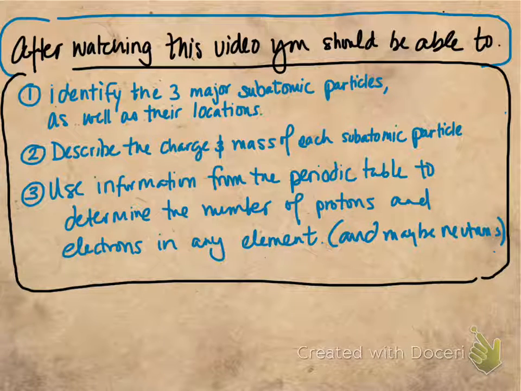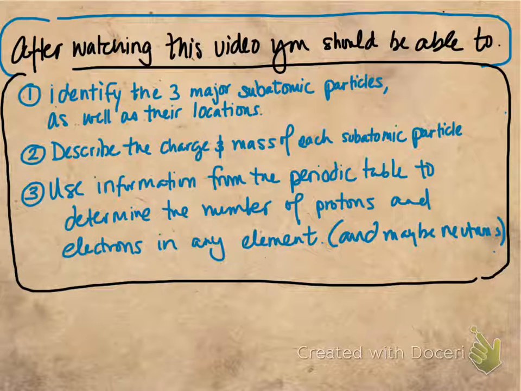So after watching this video, you should be able to identify the three major subatomic particles as well as their locations, correctly describe the charge and mass of each subatomic particle, and use information from the periodic table to determine the number of protons and electrons in any element. Maybe neutrons too. That'd be good.